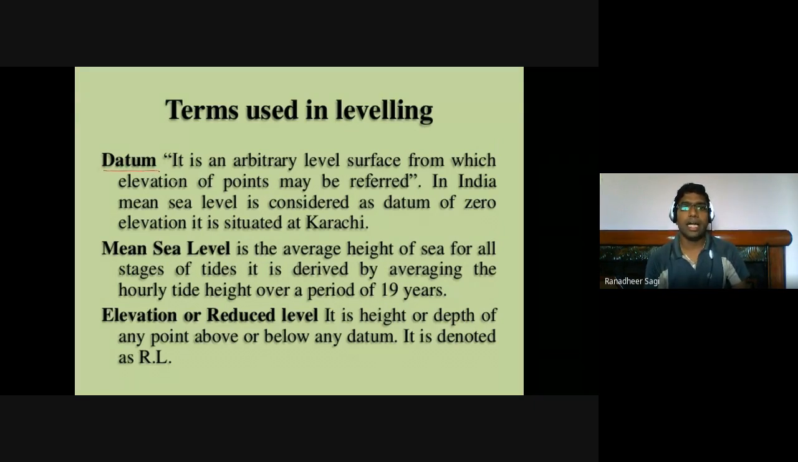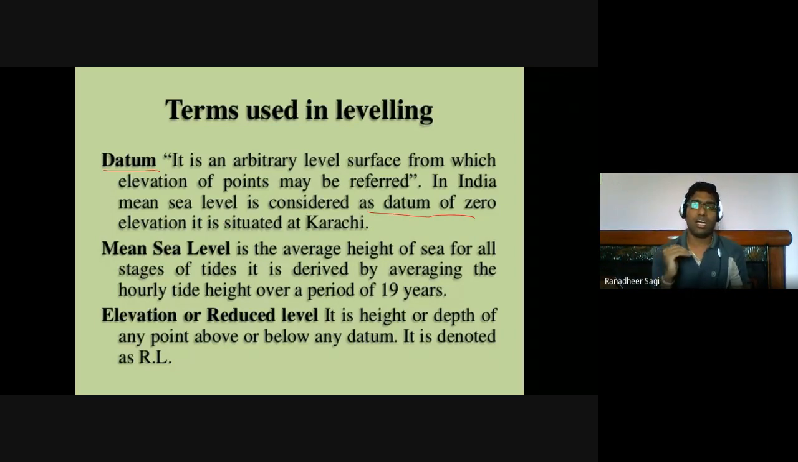Next, moving on, datum. Datum is nothing but an arbitrary level surface from which the elevation of points may be referred. I repeat, datum is nothing but an arbitrary reference surface or level from which we are trying to determine the elevations of various points existing on the ground or above the ground or below the ground. In case of India, the mean sea level is considered as datum of 0 elevation, because whenever you want to determine the elevation of any point, first we say, what is my reference from where I have to determine the elevation of that point?